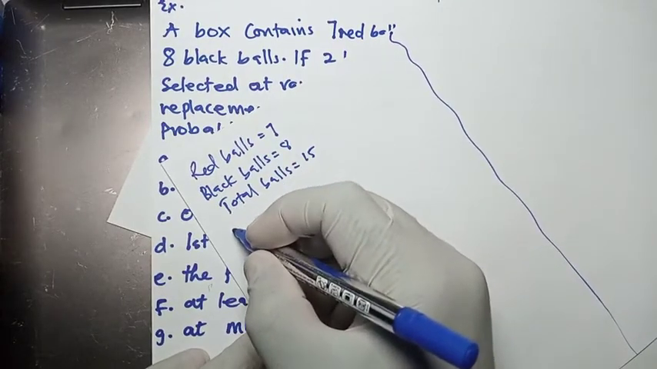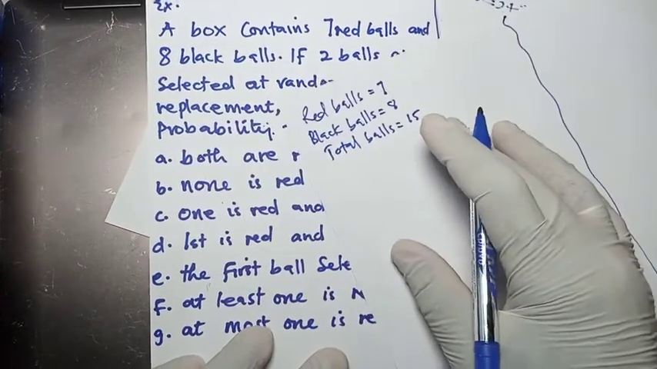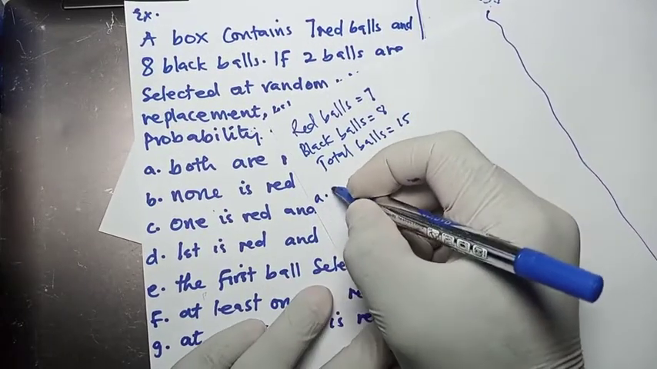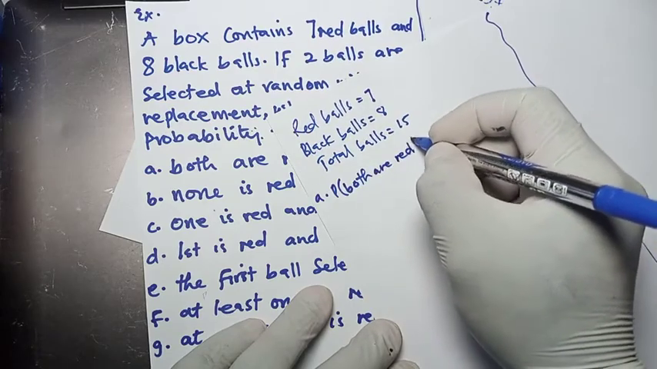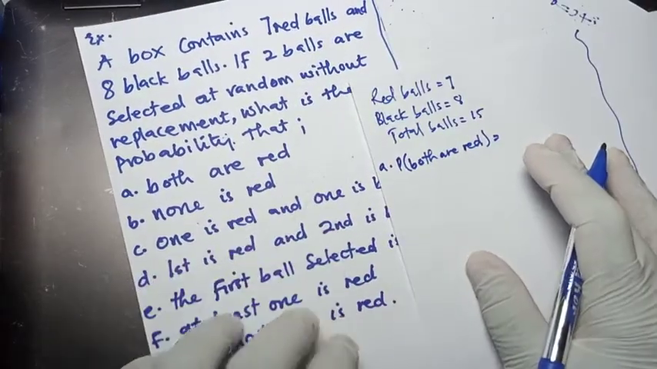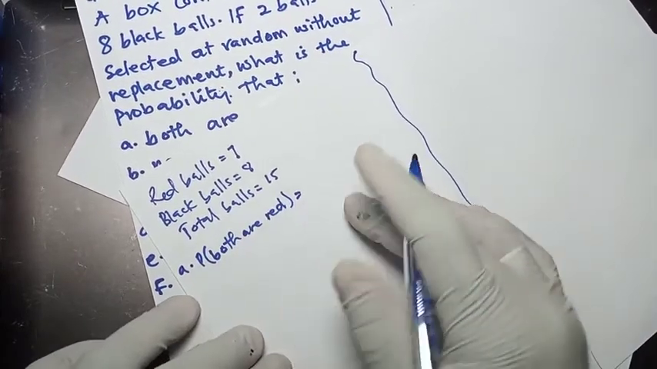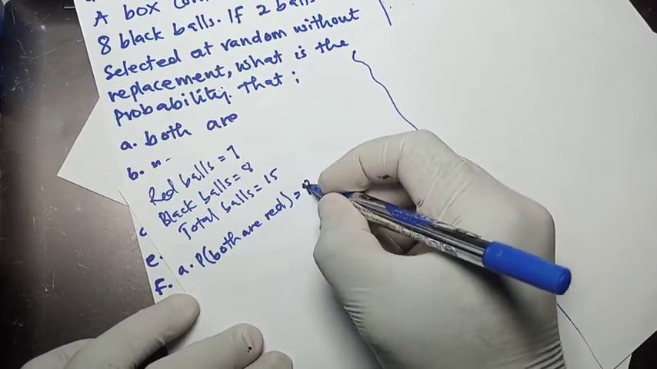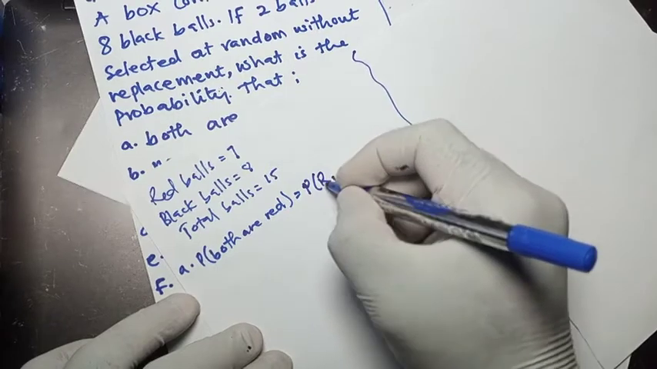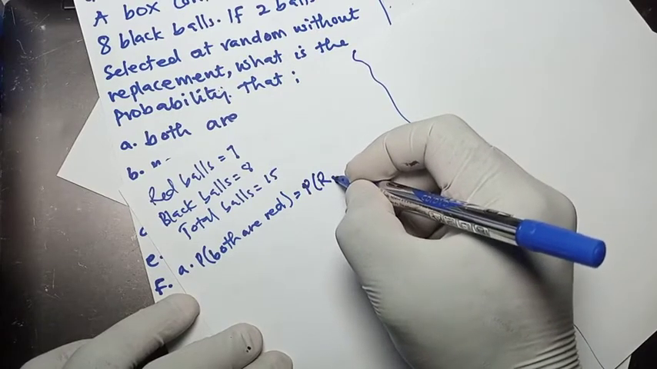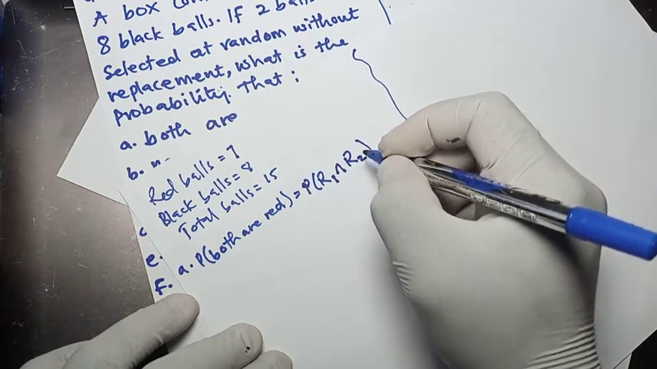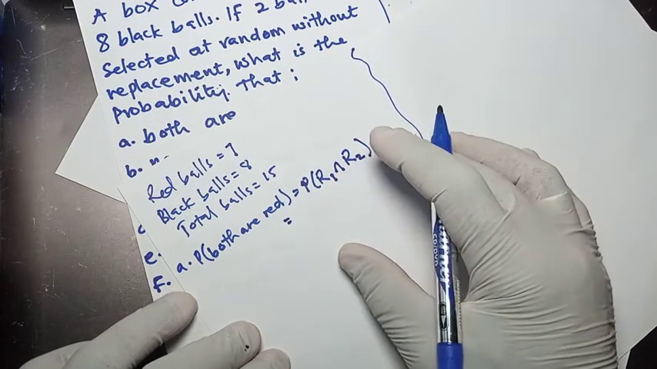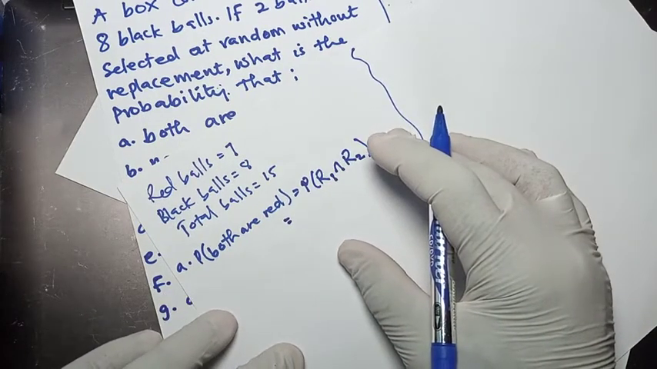So in all, if we want to now find A, both are red. So we want to find the probability that both are red. Now if both are red, it means that the first is red, so R1. R1 means first is red, so the 1 here is first, and the second, 2 here is second. Now when you're about to select this first red ball, how many red balls do we have there?